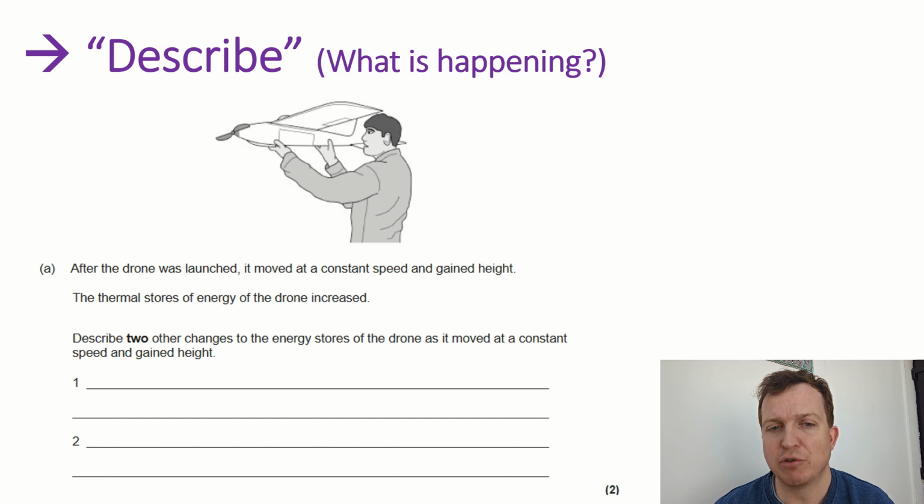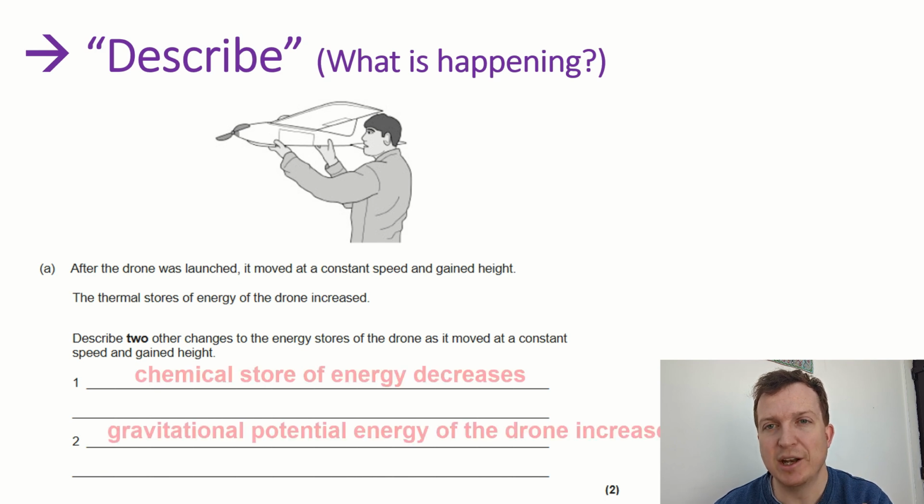It's a battery-powered drone. So the question's asking for two changes to energy stores of the drone as it moves at constant speed. So as a bit of a revision, if it's at constant speed, it's not gaining kinetic energy. That means it must not be moving faster. It is gaining height, so it's going to be increasing its gravitational energy store, and it's going to be decreasing its chemical energy store because its battery power is going to be draining.